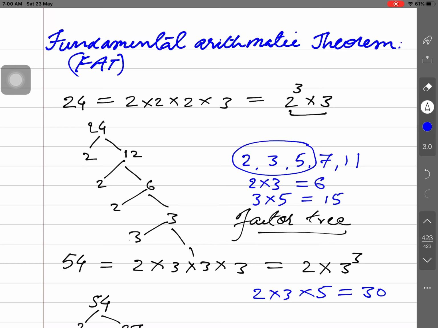Okay, and the structure I have drawn here is the factor tree. This is the factor tree. You may understand it. This is the first time in the 10th class that a student hears this word, factor tree.